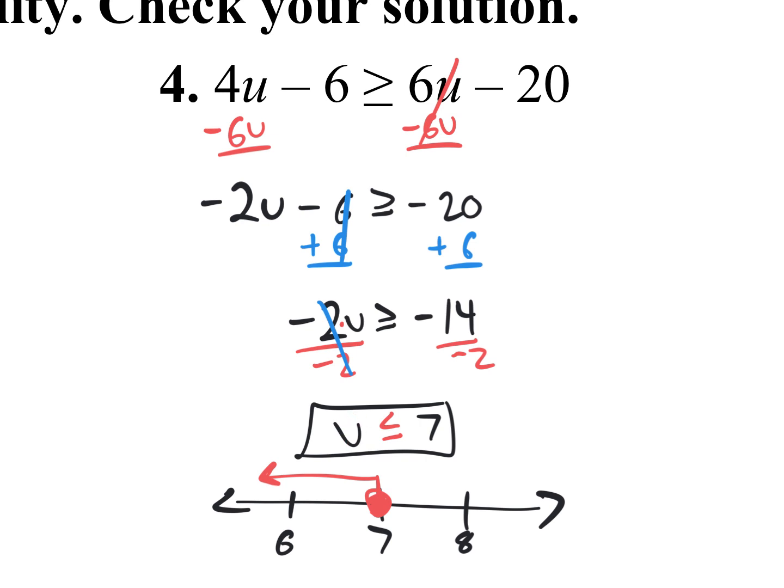After all, this does say u is less than or equal to 7. Less than, 6 is less than 7. Less than is to the left, always. Greater than is to the right. I hope this makes sense.